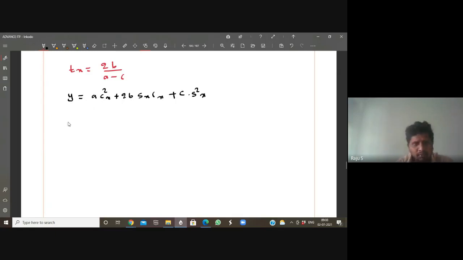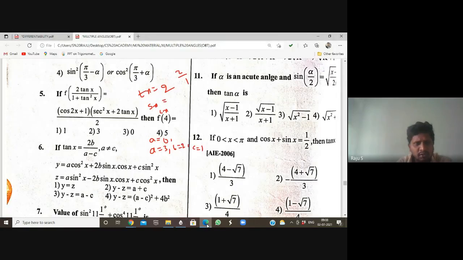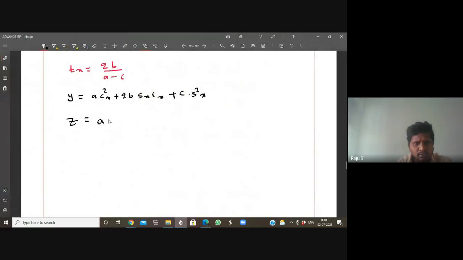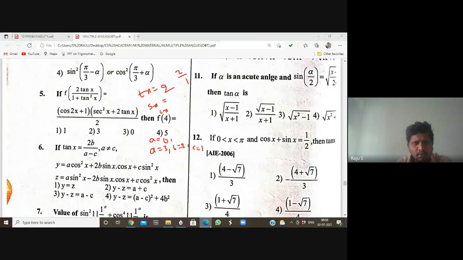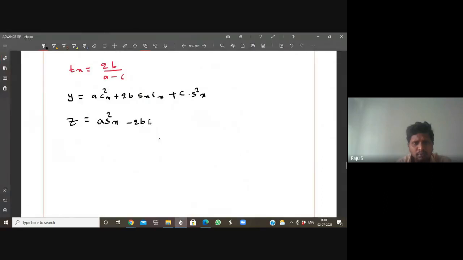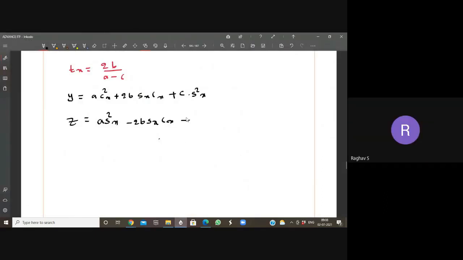Then what about this Z? What is Z value they given? Z value is A sin square x minus 2b sin x cos x plus C cos square x. Yes, students. Sir, we can add Y plus Z, sir.